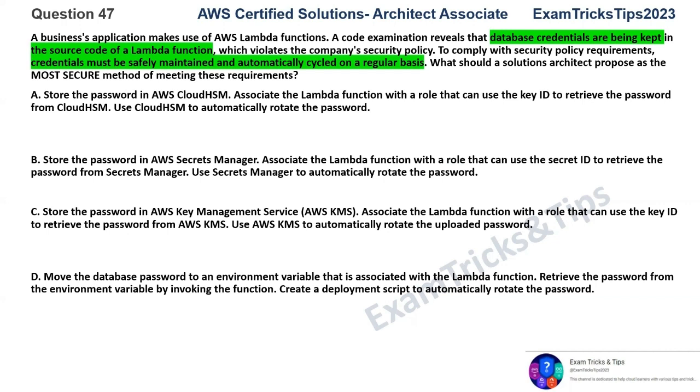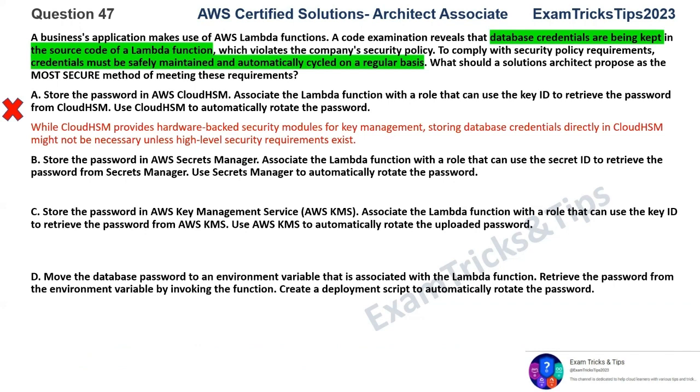But let's go through the other options and figure out why those are incorrect. So option A says store the password in AWS CloudHSM, associate the Lambda function with a role that can use the key ID to retrieve the password. Now, while CloudHSM provides a hardware-backed security module, storing database credentials directly in CloudHSM is not different from storing database credentials in the code that we have seen in the Lambda function. So whatever is the current situation and the answer, they are equally bad in terms of managing secrets. So I think it's a wrong option. So we'll get rid of it.